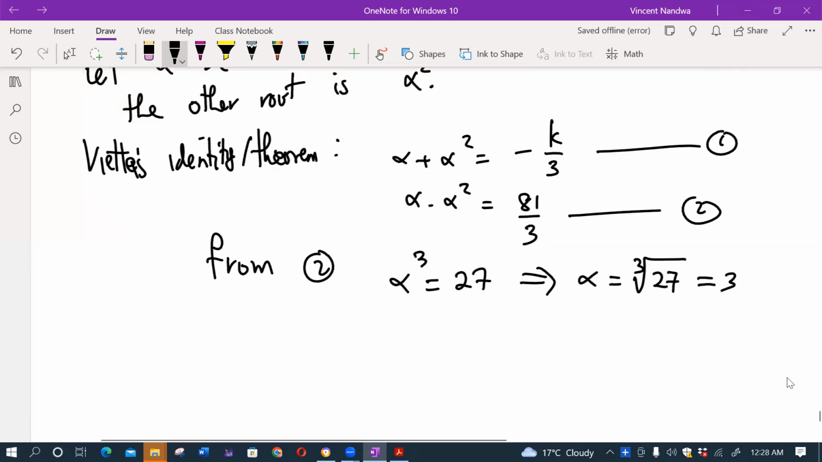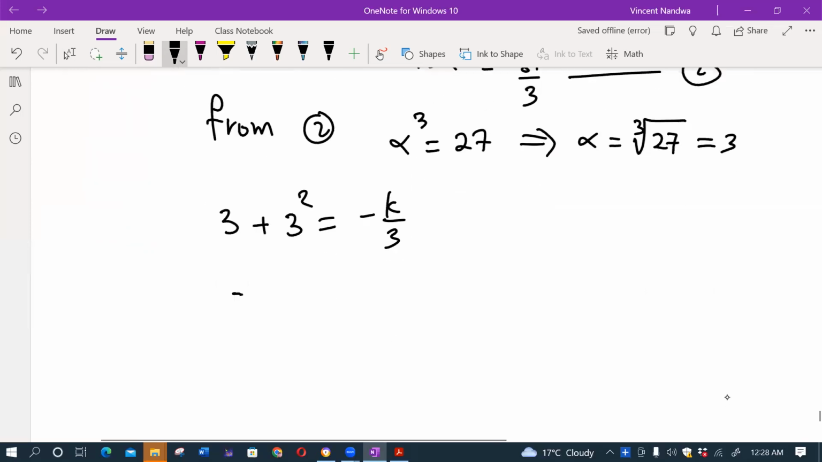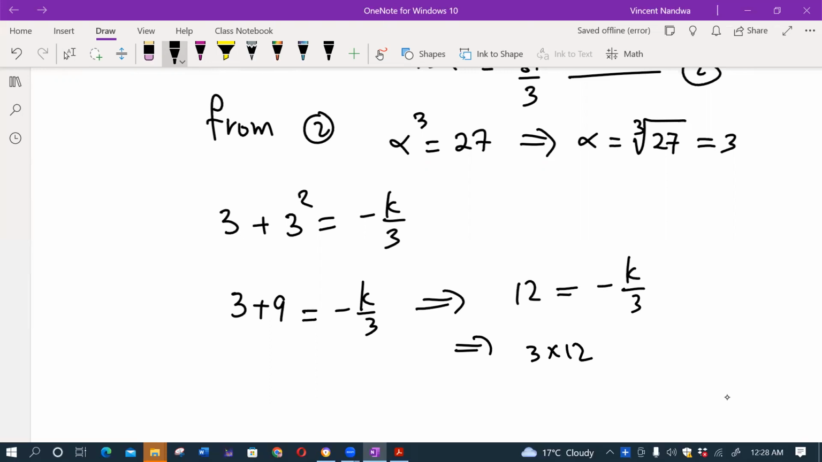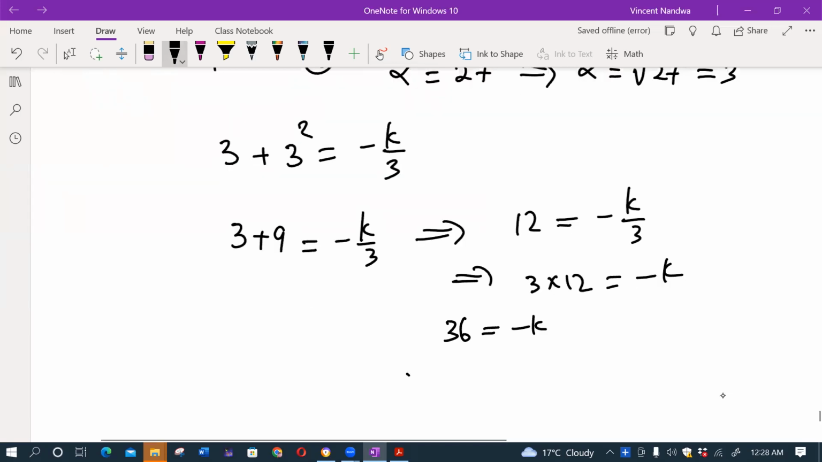Now from equation 1, we'll have alpha, which is 3, plus 3 squared, to give us negative k over 3. So 3 plus 3 squared is 12, equals minus k over 3, which means 3 times 12 equals minus k. That's 36 equals minus k. So therefore, k is minus 36.